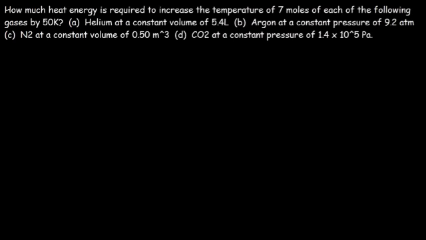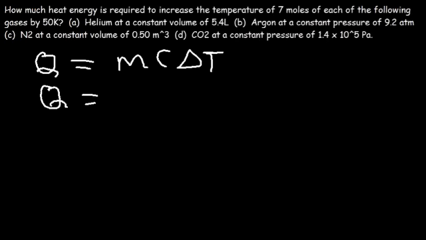How much heat energy is required to increase the temperature of 7 moles of each of the following gases by 50 Kelvin? So first we have helium at a constant volume of 5.4 liters. Perhaps in an earlier chapter you've learned that Q is equal to mc delta T, where m is the mass, c is the specific heat capacity, and delta T is the temperature change. Q can also be used in terms of moles. It's equal to n C delta T, where C is the molar heat capacity.